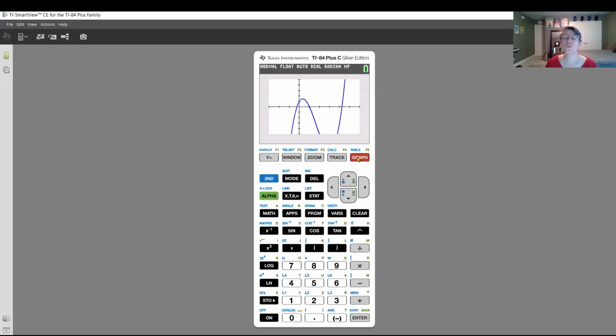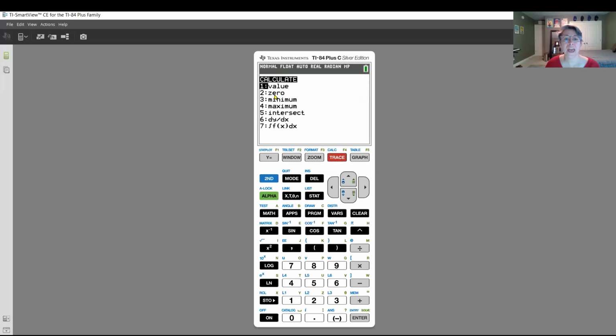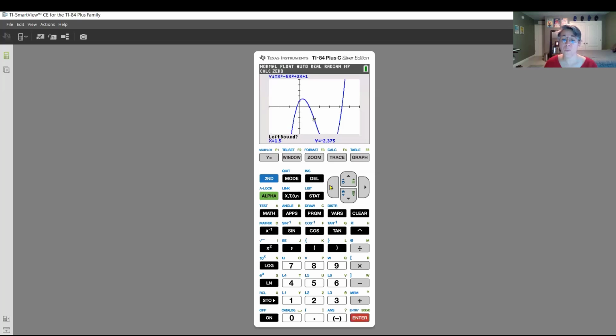Well, if they're wanting us to solve that equation, that means they want to find out for what values of x the y values are 0, because it was set equal to 0. So that's basically finding our x-intercepts. Notice here above the word trace, there's the word calculate. So we're going to hit second function trace, and it's going to allow us to get to that calculate. And we want to calculate our zeros. Okay, not minimums or maximums or anything else, just our zeros. So we hit enter, and we have 3 of them.